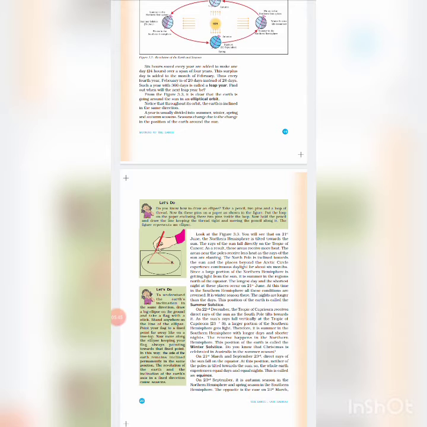The North Pole is inclined towards the Sun, and the places beyond the Arctic Circle experience continuous light for about 6 months. Since a large portion of the northern hemisphere is getting light from the Sun, it is summer in the region north of the equator. The longest day and the shortest night at these places occur on 21st June.